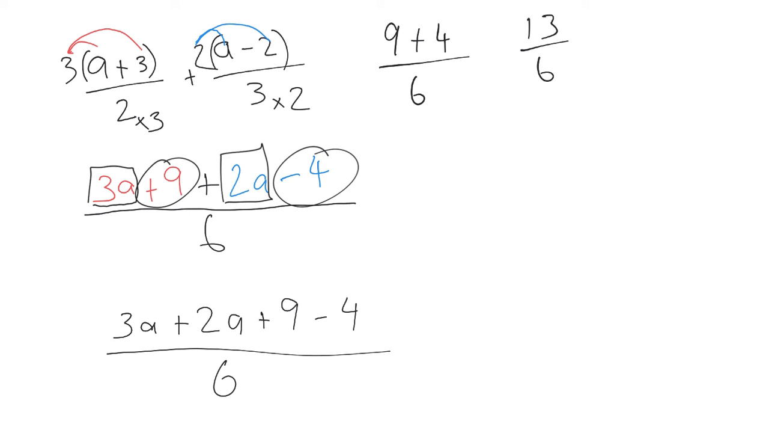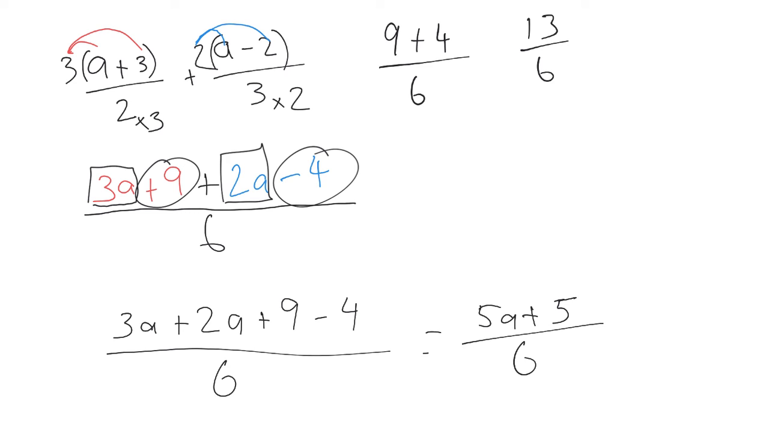But now that we've combined our like terms and we can work them out, we know that 3a plus 2a will result in 5a. Now, we also know that 9 take 4 leaves us with 5, but we know that it's positive 5. And it's all over 6.